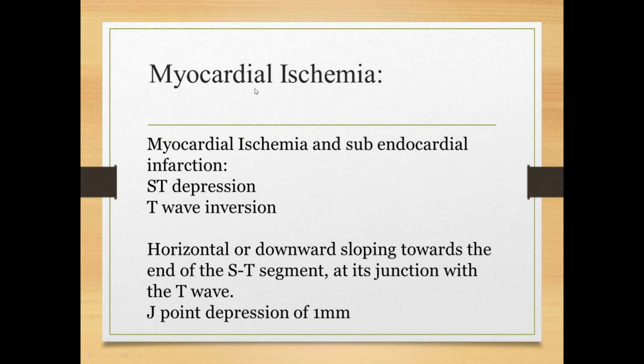Now coming to this term called myocardial ischemia. What are the ischemic changes on an ECG? And what is subendocardial infarction? The changes that you see on ECG are ST depressions and T wave inversions. So these all are ischemic changes. If there are T wave inversions and ST depressions on the ECG, they are suggestive of some ischemic activity happening in the heart. Horizontal or downward sloping towards the end of the ST segment at its junction with the T wave. J point depression is of 1 millimeter.